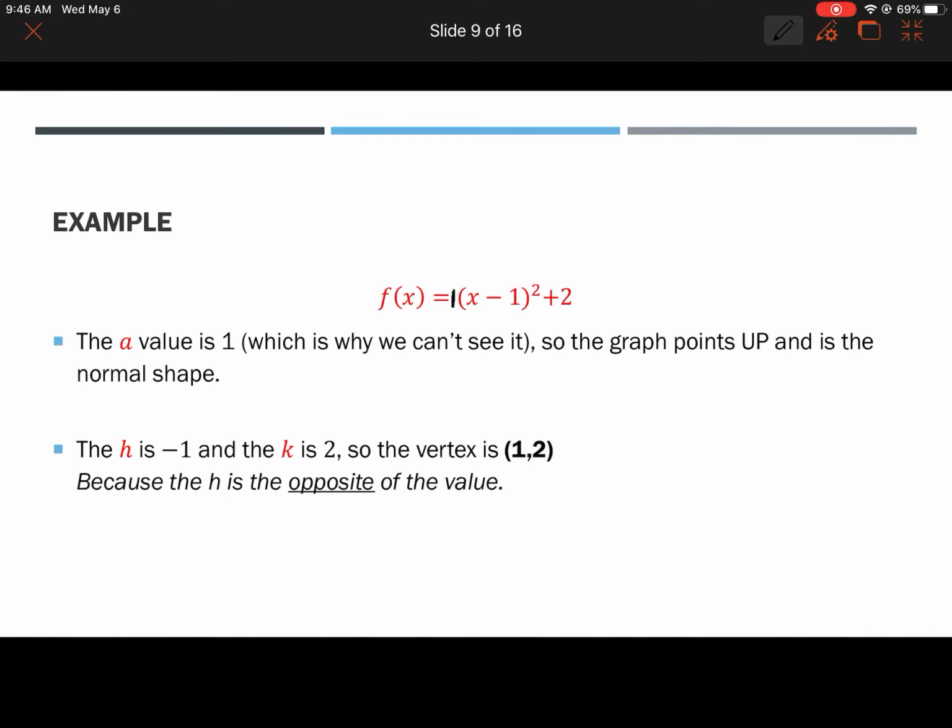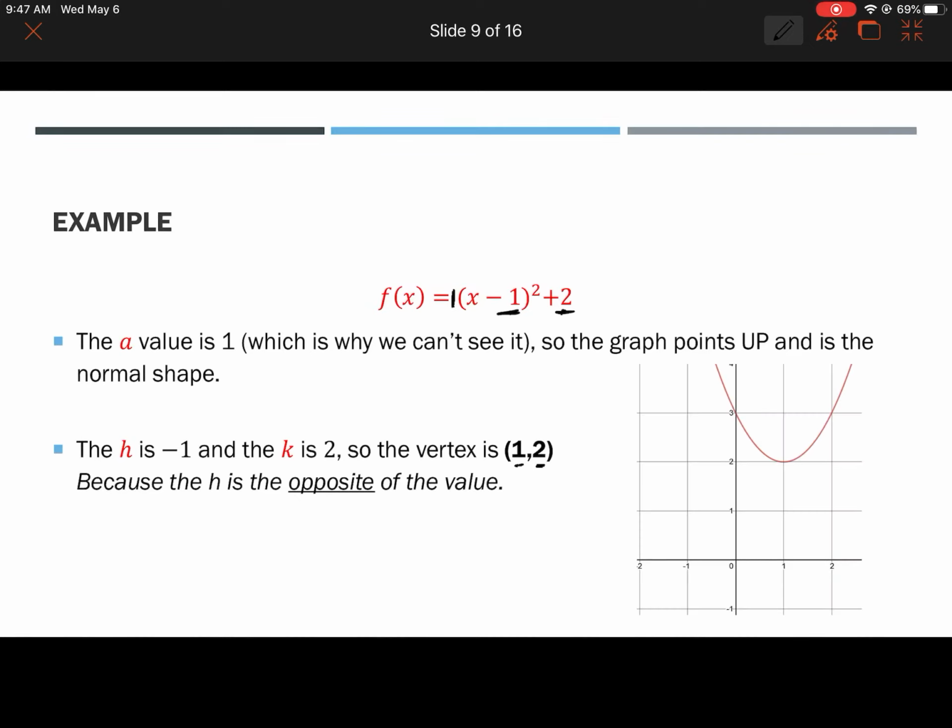And then we can look at the h and the k value to figure out where the vertex is, which is nice because that's what vertex form is best for. It's for identifying where that vertex is. So if we look at these two values, since the h is -1, we're going to go with the opposite of -1. Okay, so that's why our vertex is at 1, because it's the opposite of -1. And then the k is 2, so that tells us the y value. So we know that our vertex is at 1, 2.